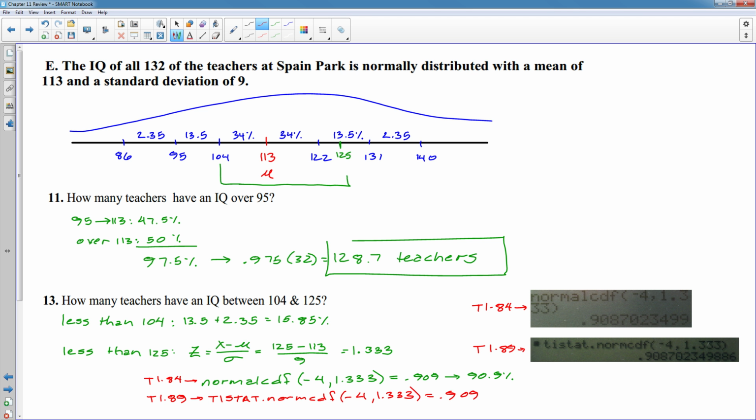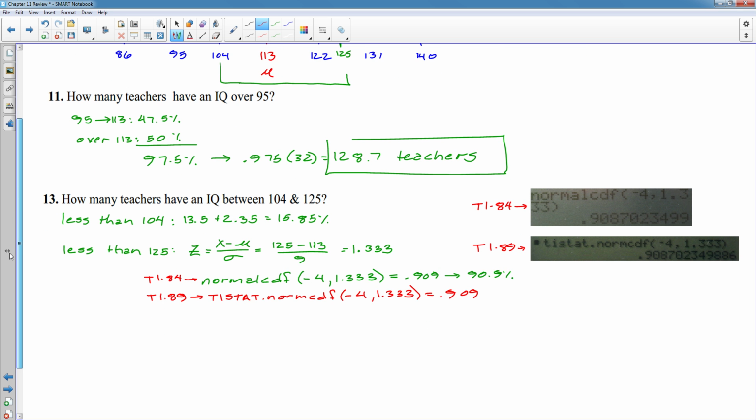And you get 0.909 that way also. Alright, now that I have computed the norm CDF of that, we still haven't answered the question, because the question says how many teachers have between those two IQs. So we know that 15.85% are less than 104, 90.9% are less than 125. So between the two, so between 104 and 125, we simply subtract those two.